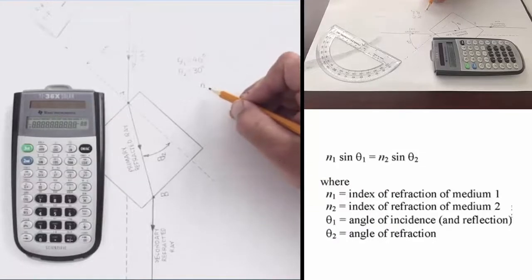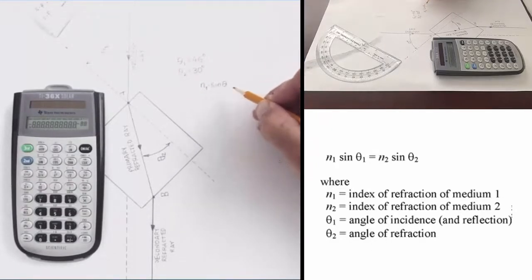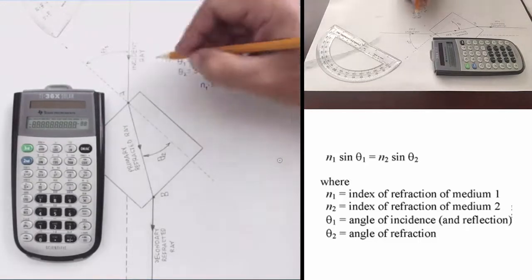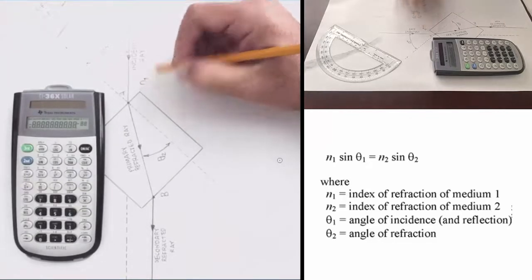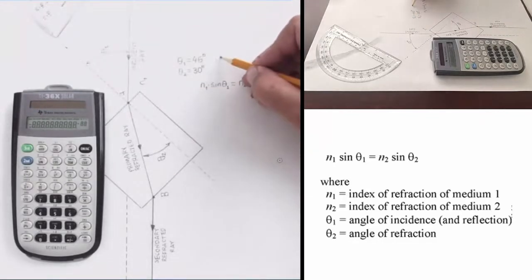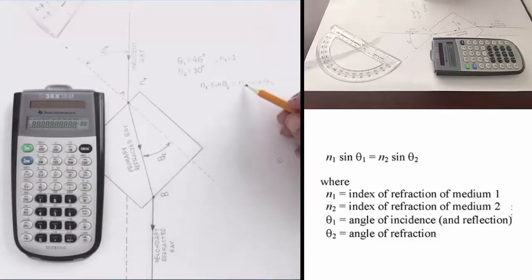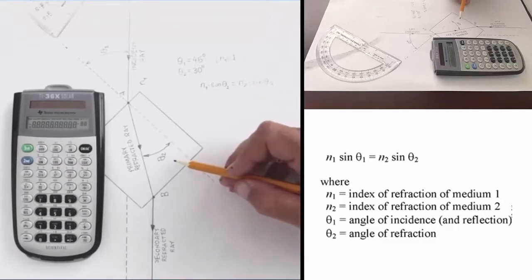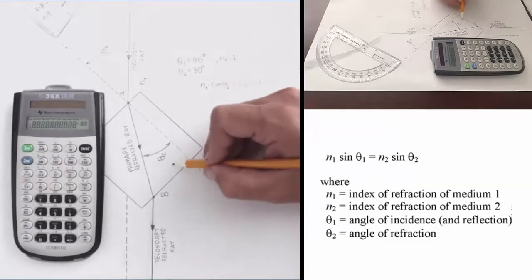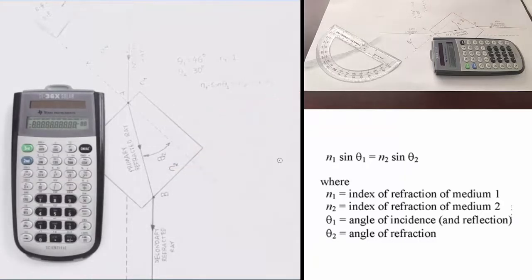So the formula for Snell's law of refraction is written here right now. n1 sine theta 1 is equal to n2 times sine of theta 2, where n1 represents the index of refraction of the first medium. In our case, that's going to be air. So we know that our n1 is going to be equal to 1. n2 is the index of refraction of the optical block medium, so we can label this medium here as n2. That's our unknown index of refraction that we need to calculate.